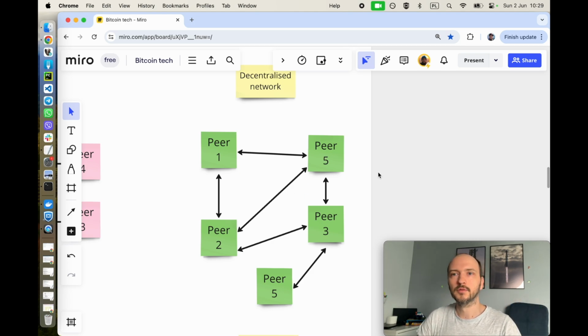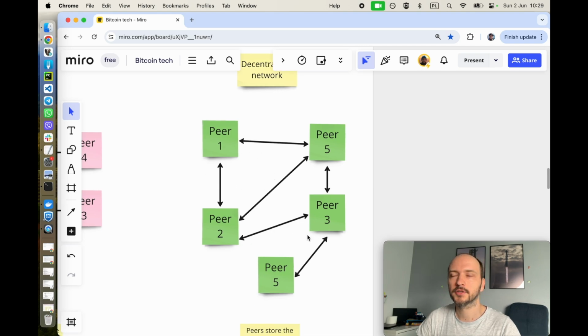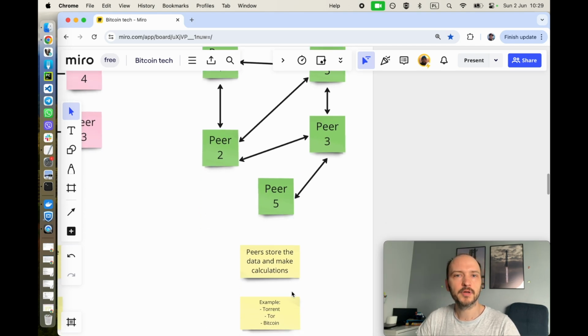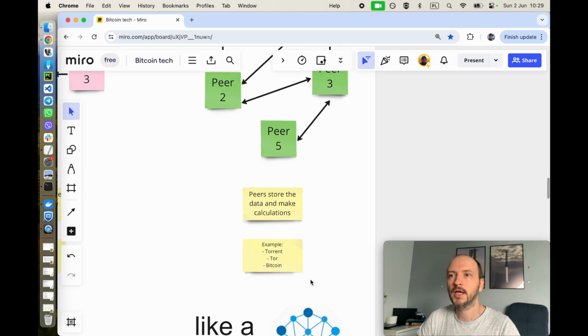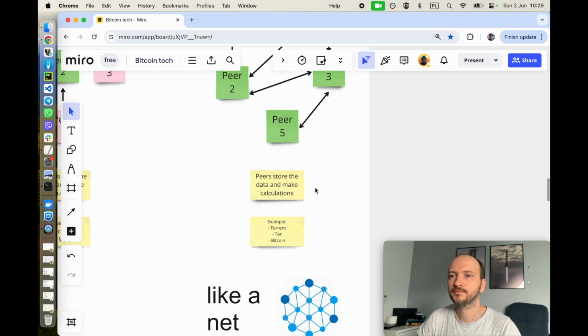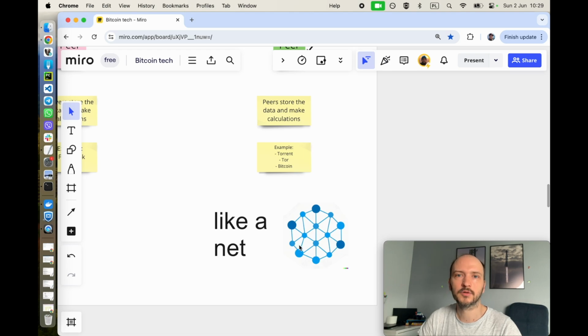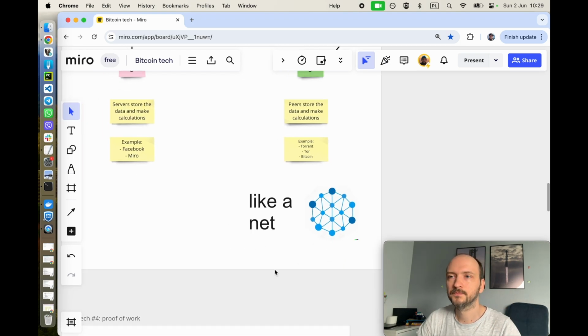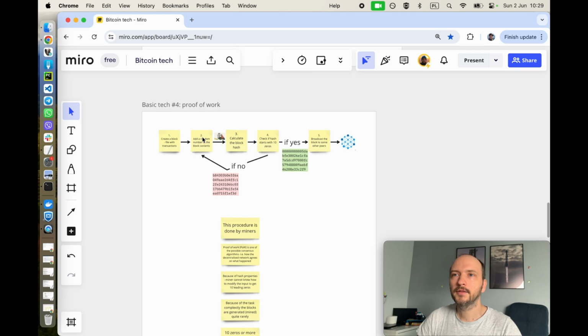And there is no single point of failure. So if one peer just is shut down, the network continues to operate, just because there are duplicating connections here, and peers just work with each other directly. And peers make calculations in this case and store the data. And examples of such networks are like torrent networks, or Tor browser, or Bitcoin is also a decentralized network. And a metaphor for that is a net, or a network, where nodes are connected to each other without central component in the architecture. So that's the core tech number 3, sorry.